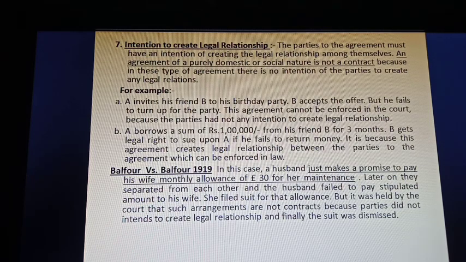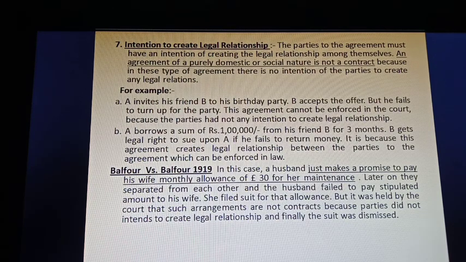In the first example, A invites his friend B to his birthday party. A invited his friend B to his birthday party. B accepts the offer, but he fails to turn up for the party. This agreement cannot be enforced in the court of law because the parties had not any intention to create a legal relationship. Let us take another example also.